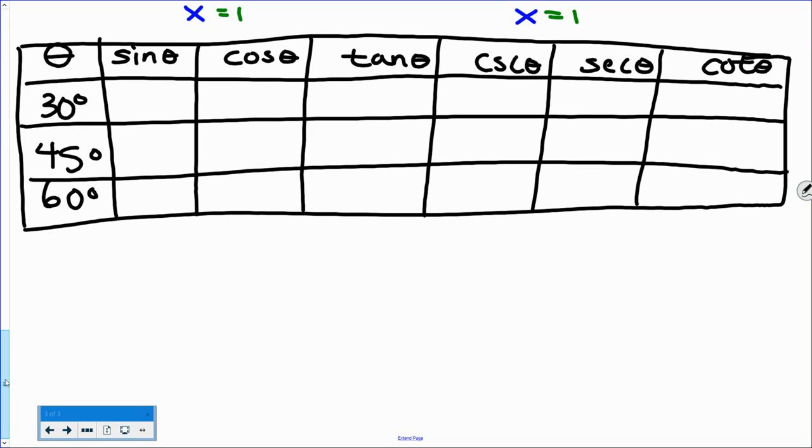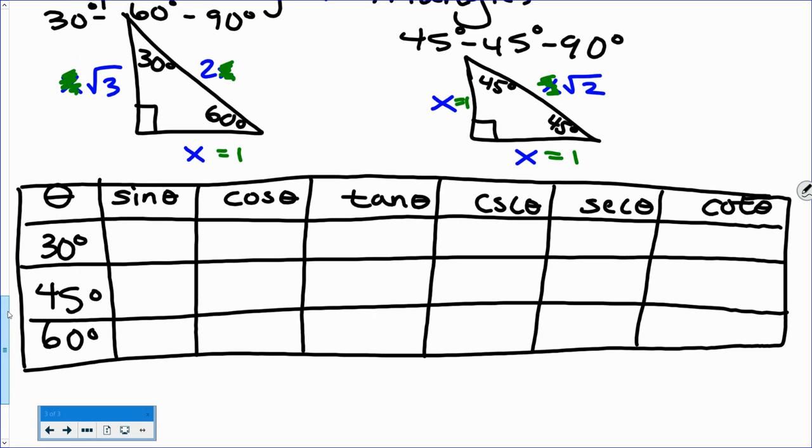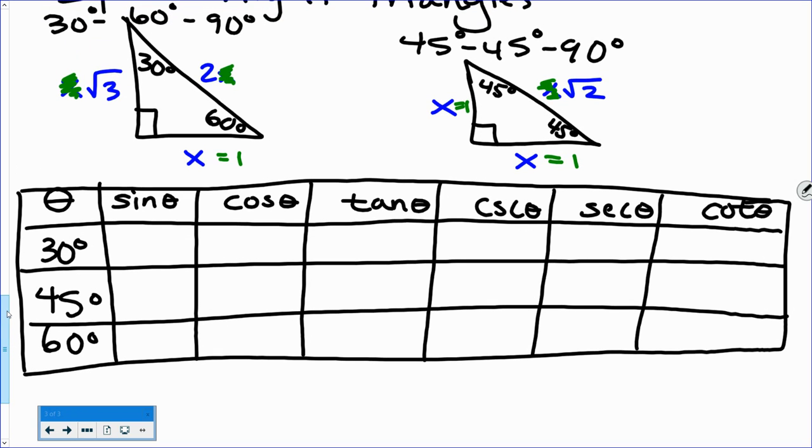All right, this table will be helpful for us in our next few examples. So I'm going to refer back to those triangles above. In this table, I'm looking at sine of 30 degrees in this first spot. If I'm looking at the 30-60-90 triangle, I've got my 30 degrees, so the opposite side would be 1, and my hypotenuse is 2. So sine of 30 degrees is 1/2.